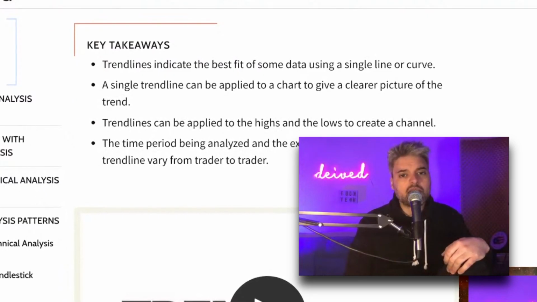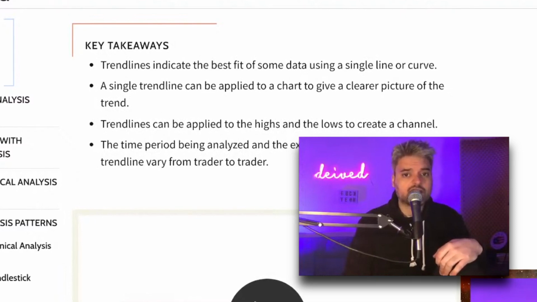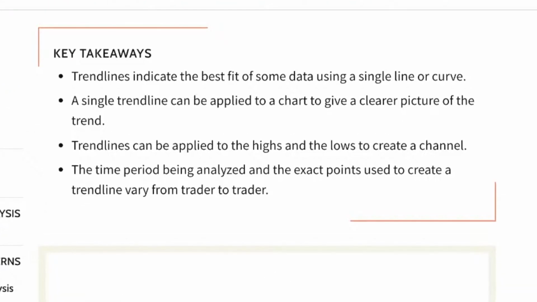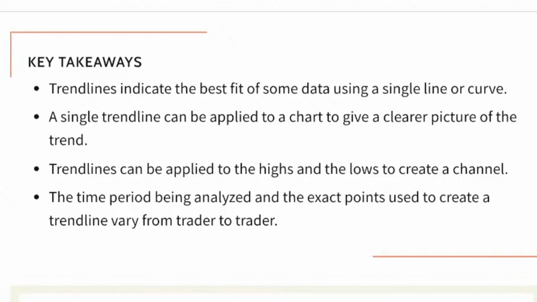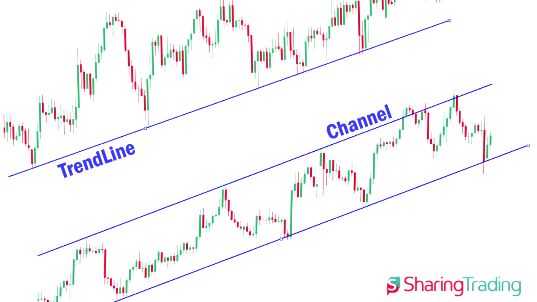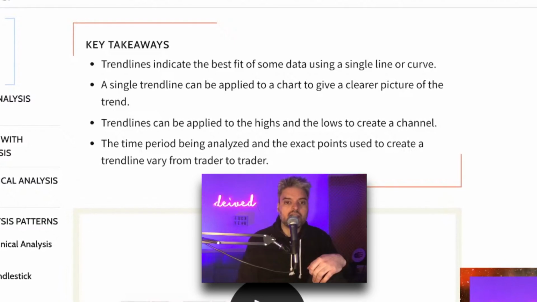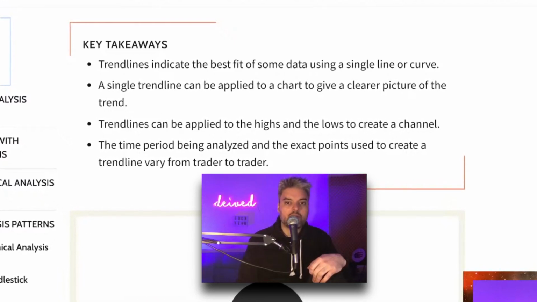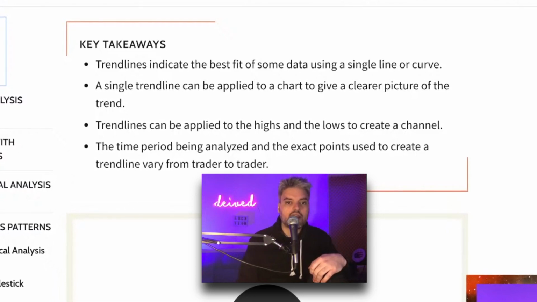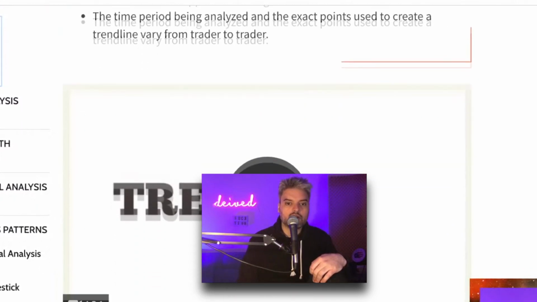Trend lines indicate the best fit of some data using a single line or curve. A single trend line can be applied to a chart to give a clearer picture of the trend. Trend lines can be applied to the highs and the lows to create a channel, and the time period being analyzed and the exact points used to create a trend line vary from trader to trader.